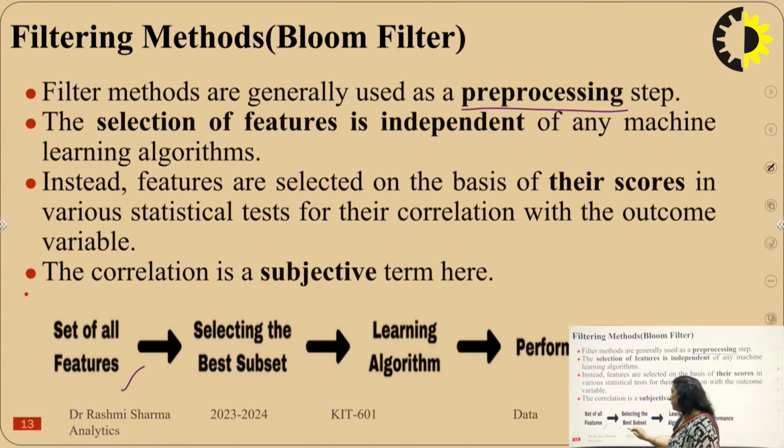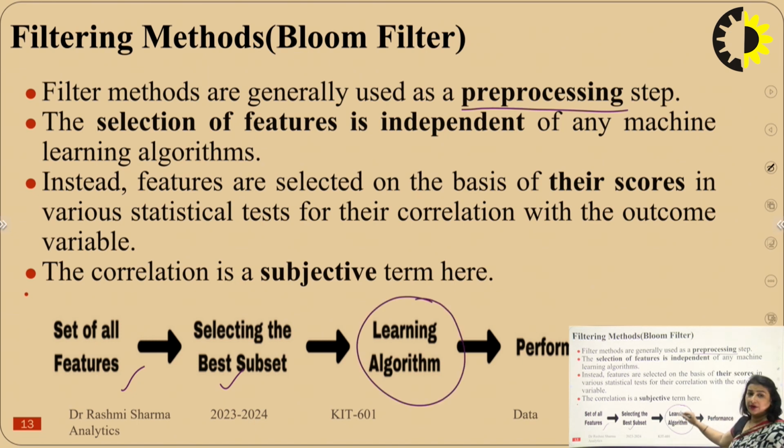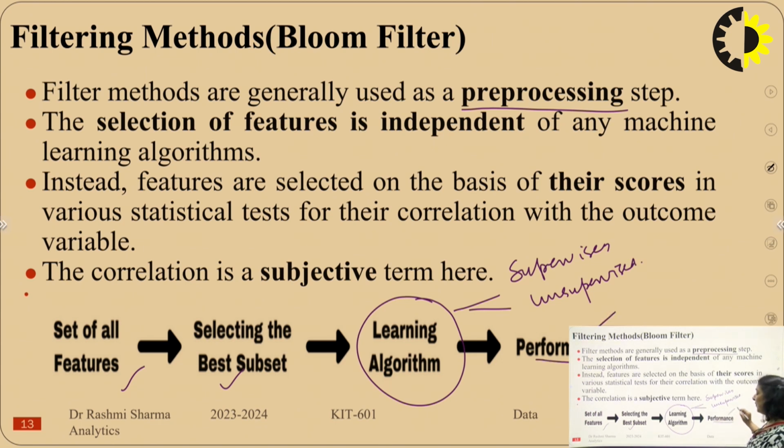So I have a set of features. Then I select the best subset of those features. Then I apply learning algorithms. These learning algorithms can be supervised or unsupervised learning algorithms, which you can apply and check for different performance metrics, that is your accuracy, precision, F1 score, and recall. These are the performance metrics which we usually see.